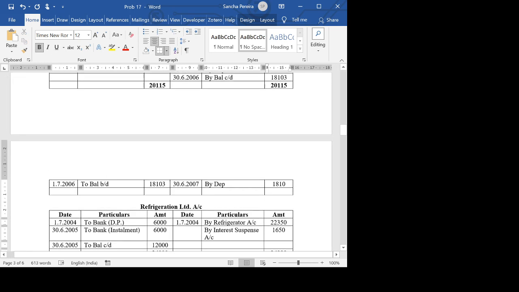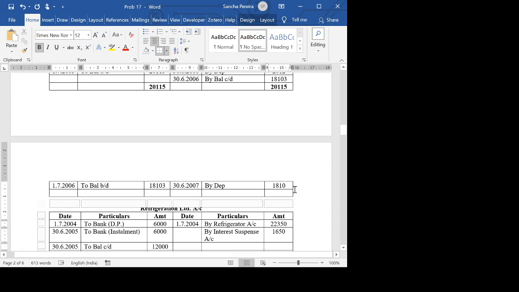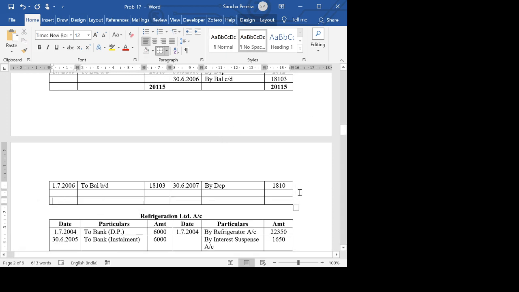And only you will have a balance in the asset account because the asset won't disappear. So on the same date, by balance carried down. This is 18103.